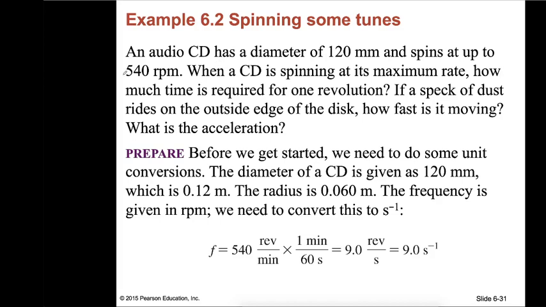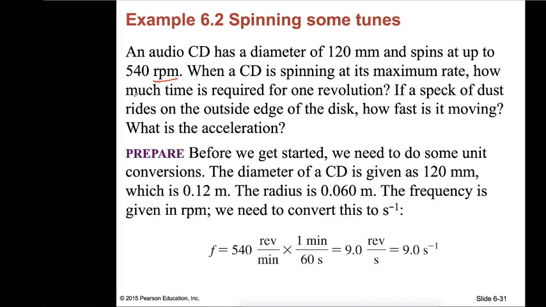Now let's see one question here. An audio CD has a diameter of 120 millimeters and spins at up to 540 revolutions per minute, RPM. When a CD is spinning at its maximum rate, how much time is required for one revolution? If a speck of dust rides on the outside edge of the disk, how fast is it moving? And what's the acceleration? Okay, so totally there are 3 questions.